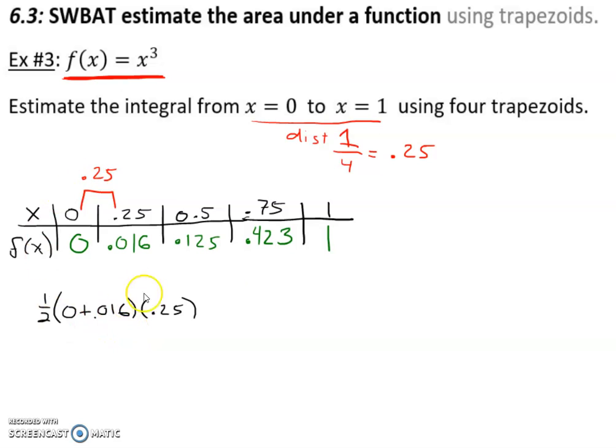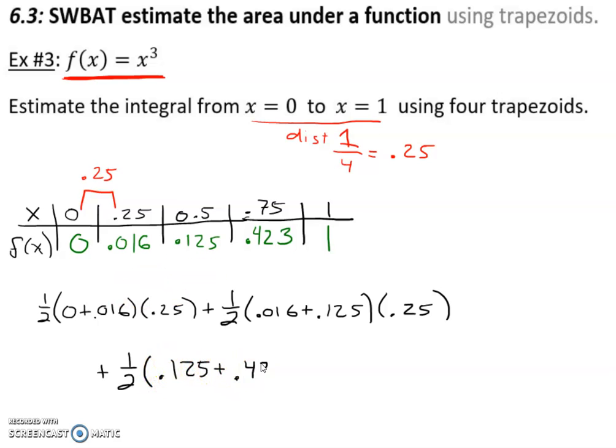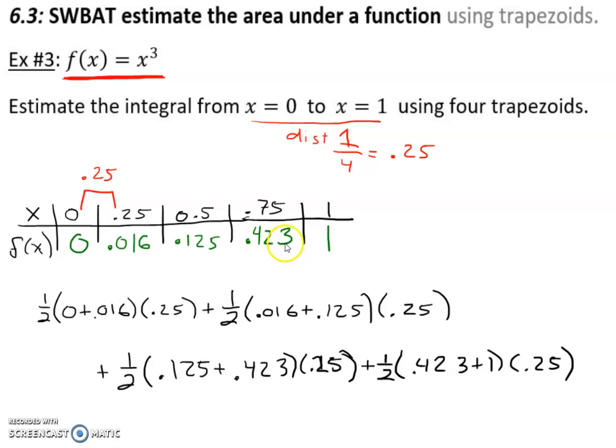You notice this time I'm just doing it the long way. I didn't factor anything out. I just wanted to show you what that looks like too. The next trapezoid goes from 0.016 to 0.125 with the same dx of 0.25. The next one is 1/2 and then 0.125 to 0.423 with the same dx of 0.25. And then the last trapezoid is 1/2 and then 0.423 plus 1 with a dx of 0.25. I'm going to type all this into the calculator to get my final answer. And let's see. This comes out to approximately 0.266.